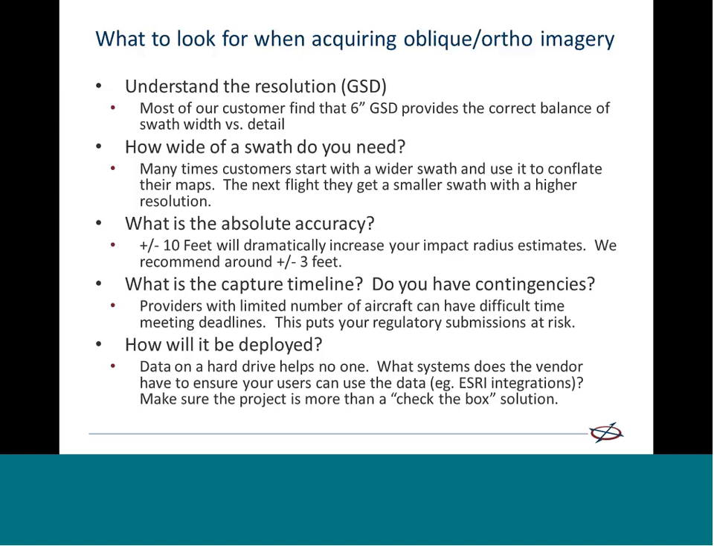So let me start to wrap up here. What to look for when acquiring oblique imagery. So you heard me talk about tracking deltas, tracking changes, and the importance of getting a good polygon representation of that building that's an accurate spatial footprint in relation to your pipeline. What we have found is that the 6-inch GSD provides a really good balance between cost, swath width, and just detail of what our customers are trying to achieve.